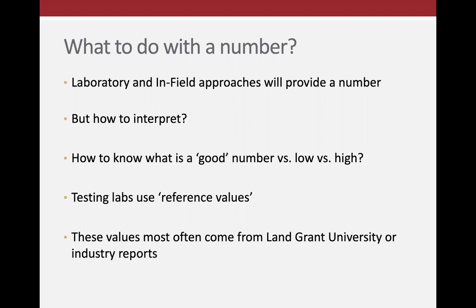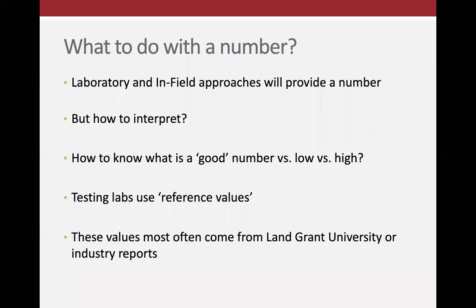And so a lot of times these published book values might come from a land-grant university, or from industry reports, or from soil testing labs that say, well, over the last 10 years we analyzed 100,000 turf samples, and here's the distribution of those values. Well, if you've got 100,000 turf samples, you've probably got a pretty good idea of what a typical value might be, what might be on the low side, what might be on the high side, right? So these are the ways that we do it.